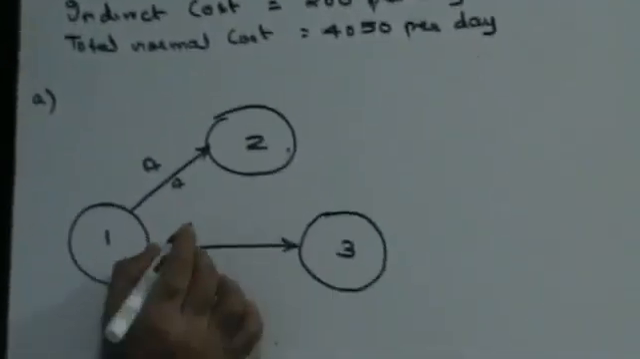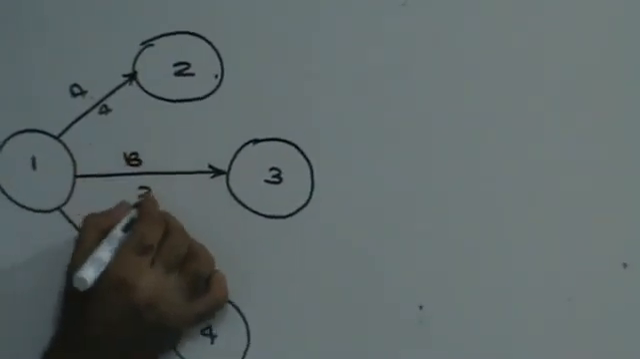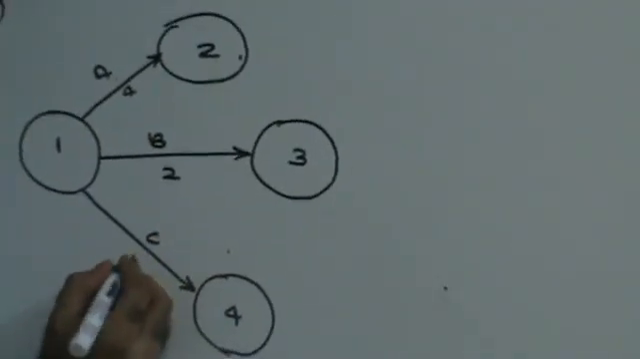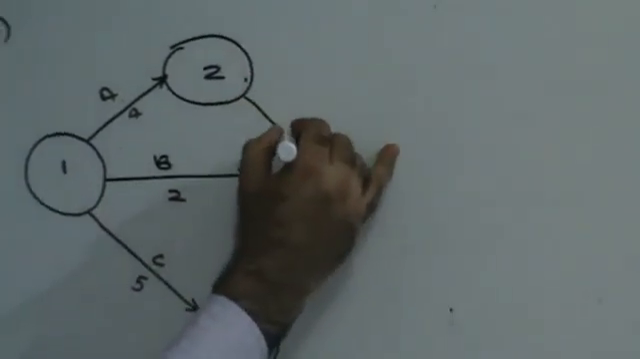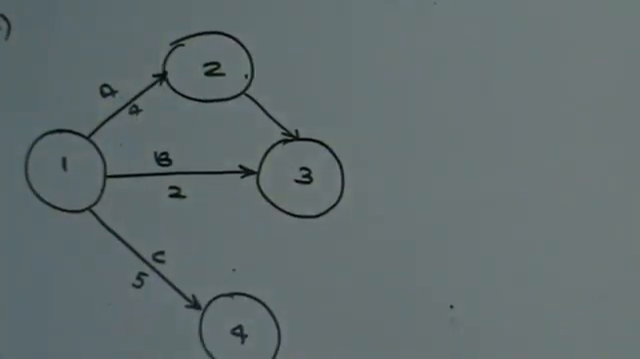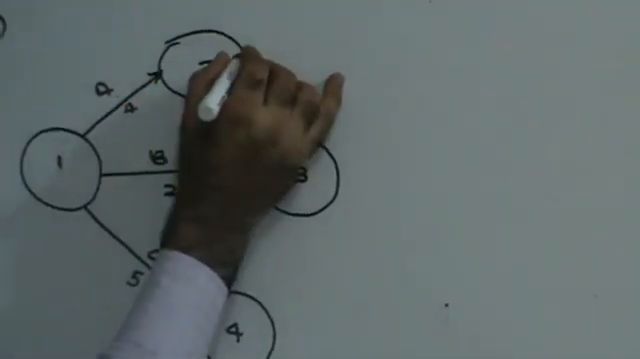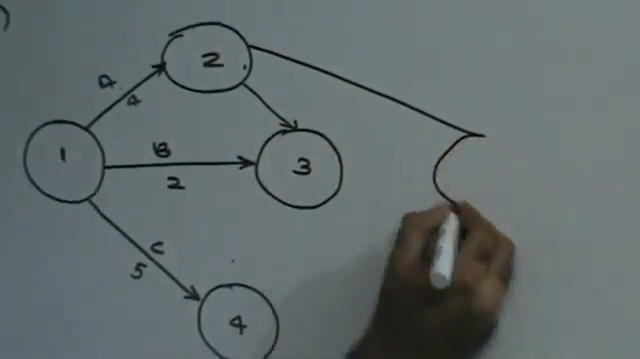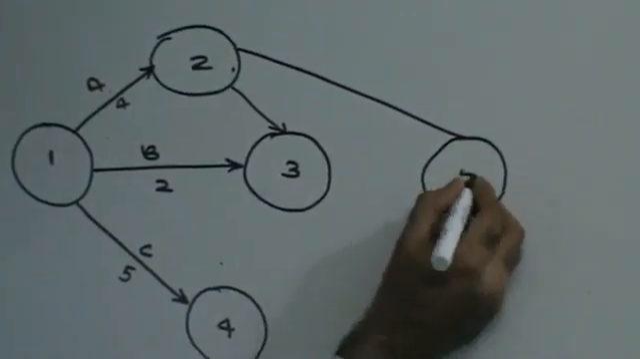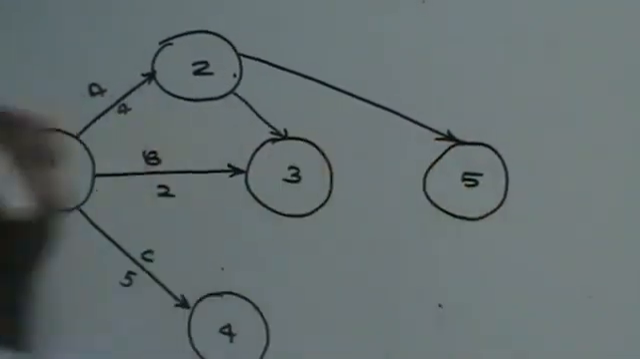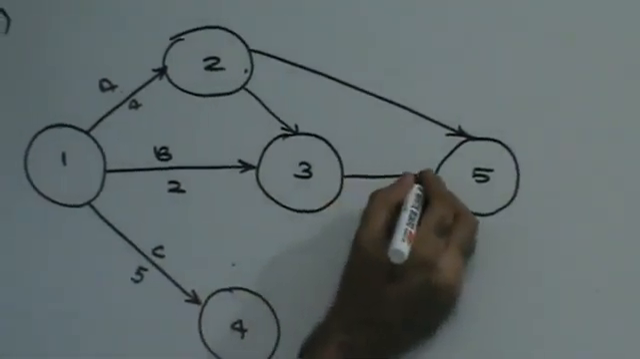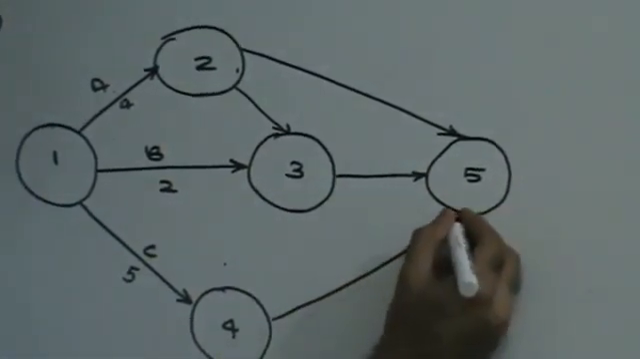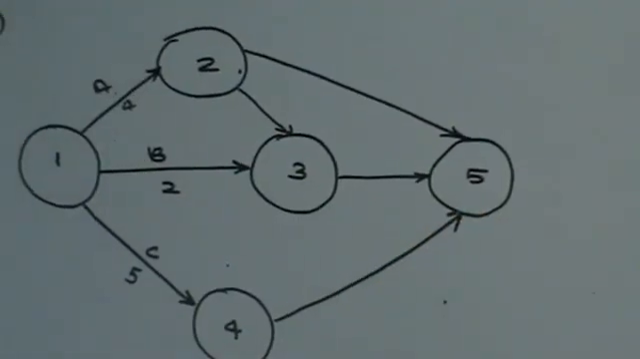So this is activity A, which is 4 days normal time, activity B 2 days, activity C 5 days. From 2 you have 3, from 2 you have 5, from 3 you have 5, from 4 you have 5, right?